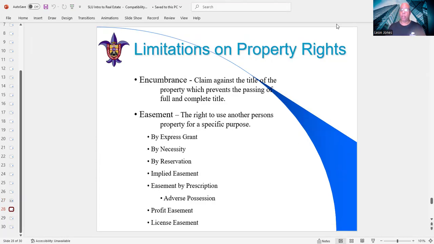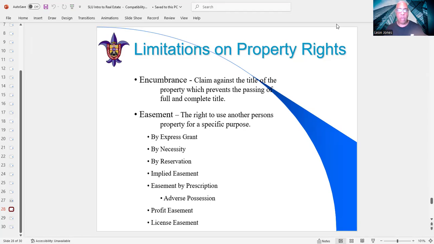So when it comes to property rights, there are limitations on property rights. So you have your encumbrance, and that's a claim against the title of the property which prevents the passing of the full and complete title. And you have an easement. We hear that term in land surveying. That's a right to use another person's property for a specific purpose, such as utilities.